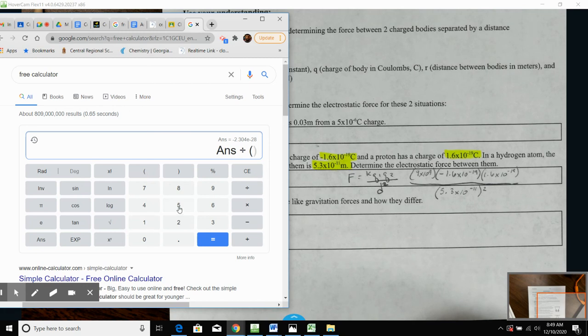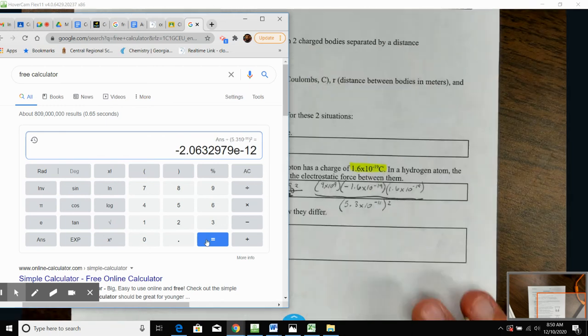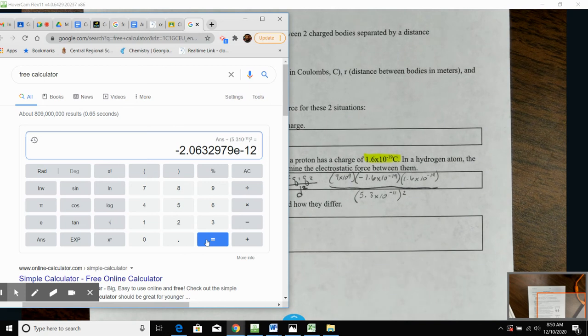parenthesis, let's see, 5.3 times 10 to the negative 11th squared. No, I don't want to do that. Get rid of that one. Squared, equals. All right. So that should be our answer.